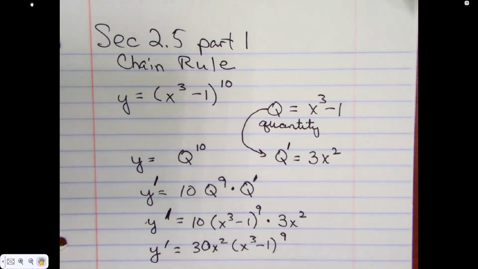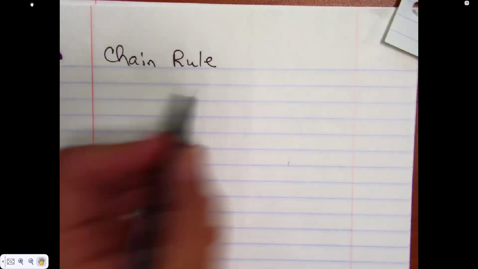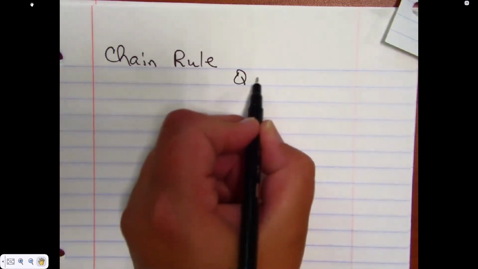Okay, so let's write this. How are we going to write the chain rule? Let's write it again. Let's write chain rule. Q is your quantity.